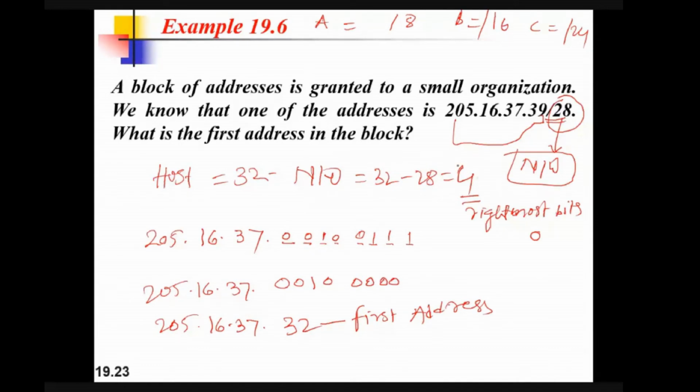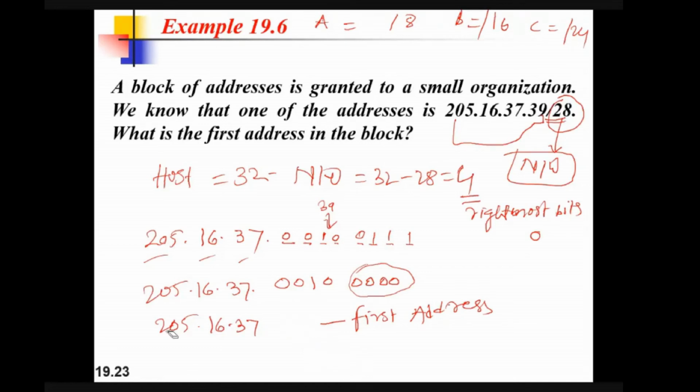So you have to make the last 4 bits 0. That means these parts are not going to change, only this last part will change, because we have to make the last 4 bits 0. So we converted this 39 into binary format, made the last 4 bits 0, and then reconverted it into decimal, and this is your first address. I hope finding the first address is understandable to you.